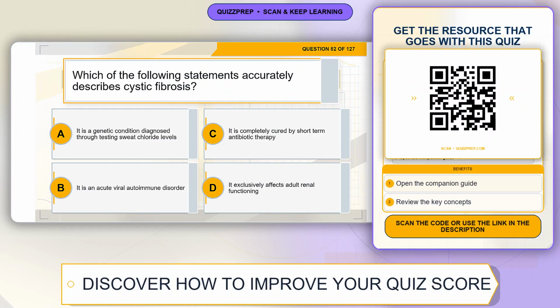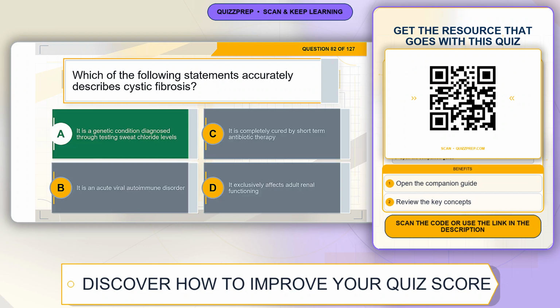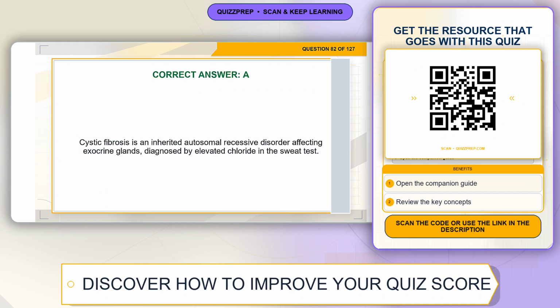Question 82. Which of the following statements accurately describes cystic fibrosis? Option A, it is a genetic condition diagnosed through testing sweat chloride levels. Option B, it is an acute viral autoimmune disorder. Option C, it is completely cured by short-term antibiotic therapy. Option D, it exclusively affects adult renal functioning. The correct answer is option A, it is a genetic condition diagnosed through testing sweat chloride levels. Explanation. Cystic fibrosis is an inherited autosomal recessive disorder affecting exocrine glands, diagnosed by elevated chloride in the sweat test.